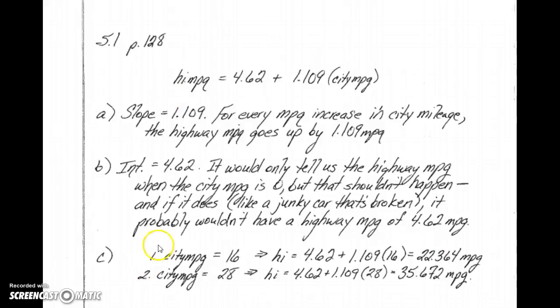We can also go the opposite. It doesn't ask us that here, but if we want to know what city miles per gallon a car would have to get in order to get a predicted highway miles per gallon of, say, 40, we could plug in a 40 here, subtract the 4.62, divide by 1.109, and we'd get the city miles per gallon that we'd have to have in order to get a predicted highway miles per gallon of 40.